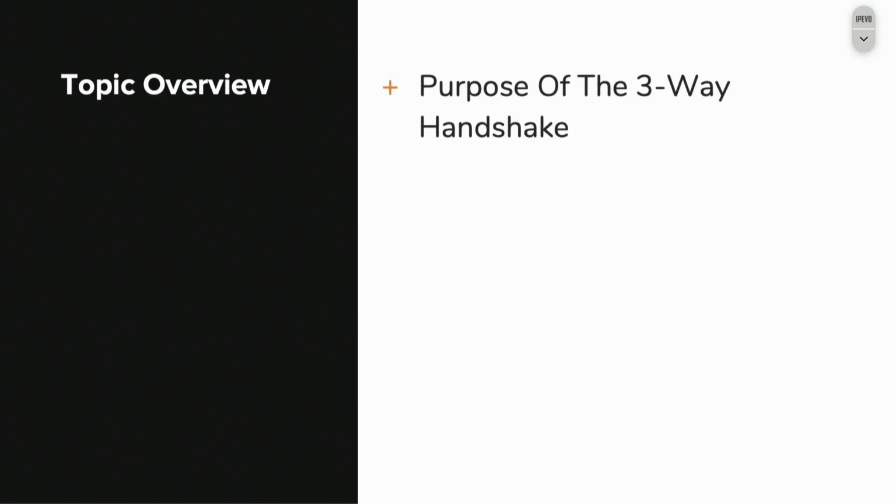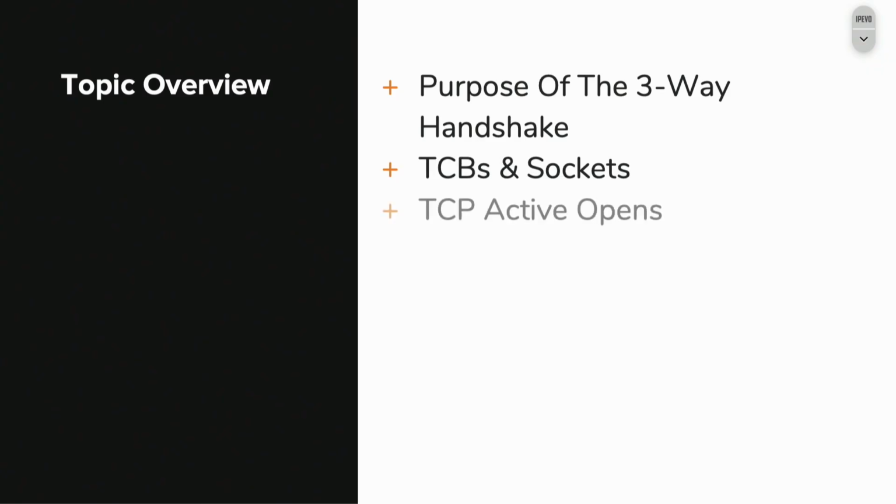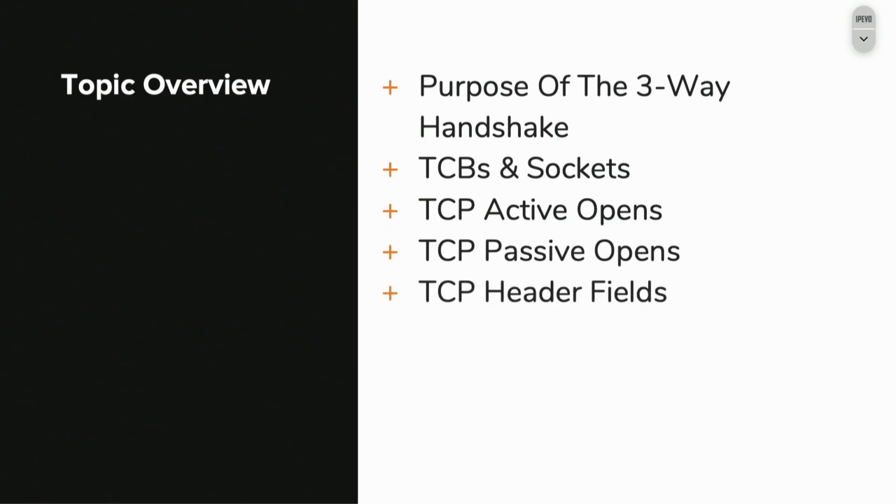In this video, the topics I'm going to cover are the purpose of the three-way handshake. I'm going to define things called TCBs and sockets. We're going to look at the difference between TCP active opens and TCP passive opens. We're going to look at what specifically within the TCP header is used to work with a three-way handshake. And I'm going to do an animation of how TCP connections are created.